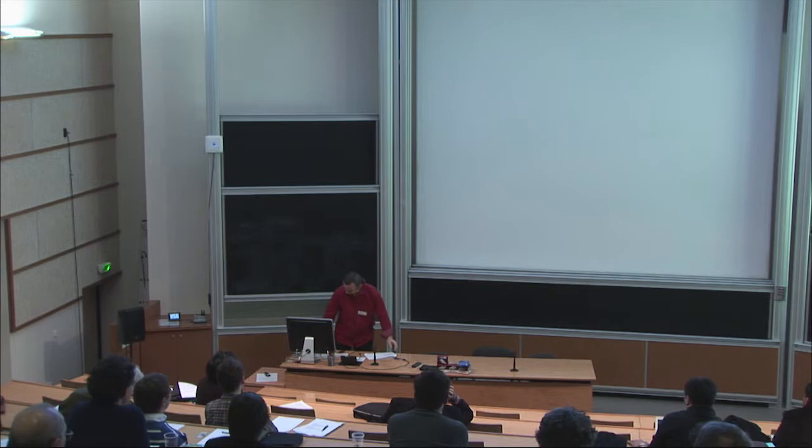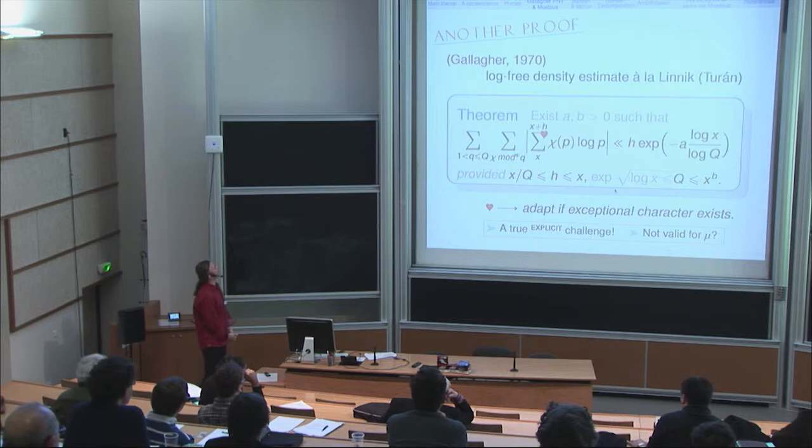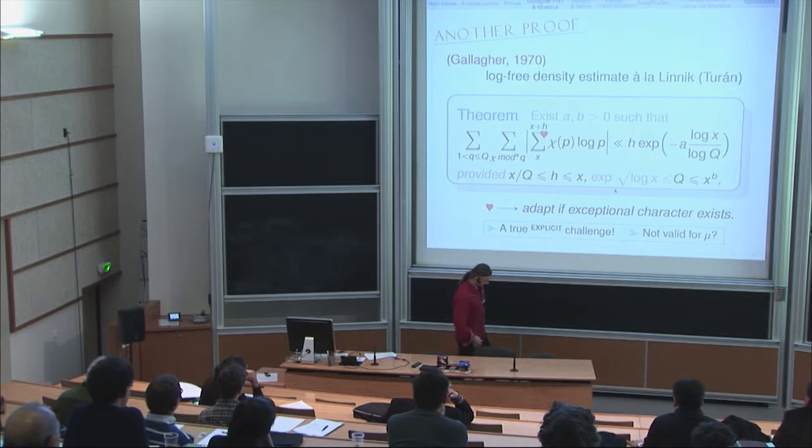Okay, let me give you another proof. Let's try to see whether we have done something or we haven't done something. There's a very famous theorem, which is the Gallagher prime number theorem from 1970, which is this theorem. So in this result, take h equal x. This result has two features.